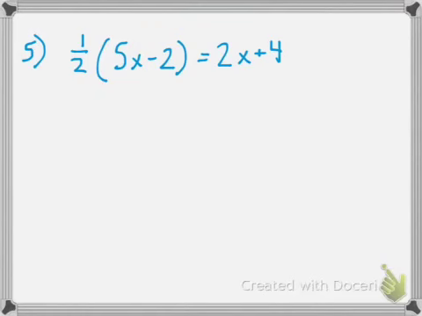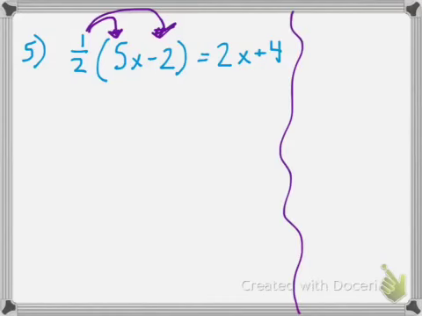Let's see how you did with number 5. 1/2 times the quantity of 5x minus 2 is equal to 2x plus 4. So first I see that I have to distribute because there are parentheses. And then I'm going to draw a squiggly line and show my work off to the side. So 1/2 times 5x is the same as 1/2 times 5 over 1. So 1 times 5 is 5, 2 times 1 is 2.